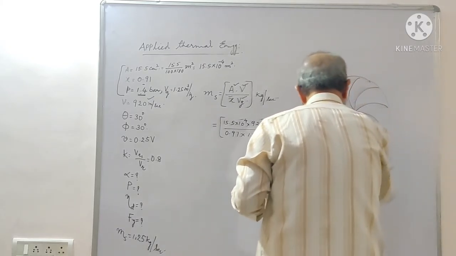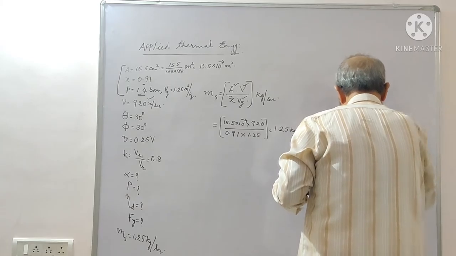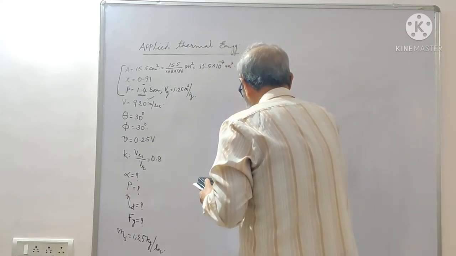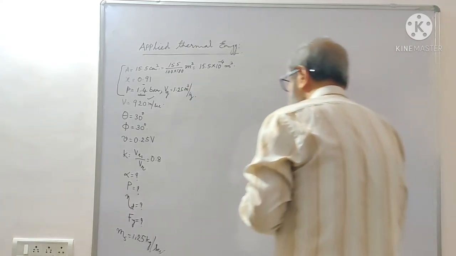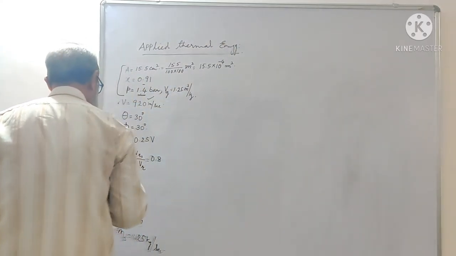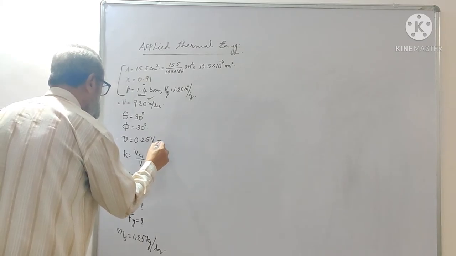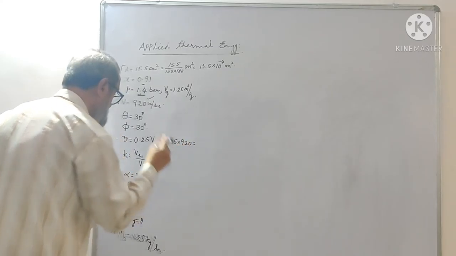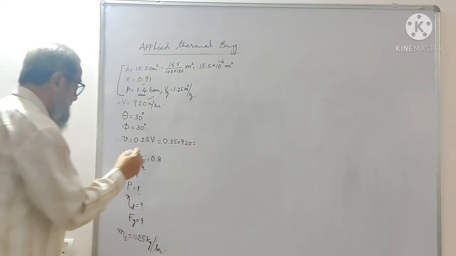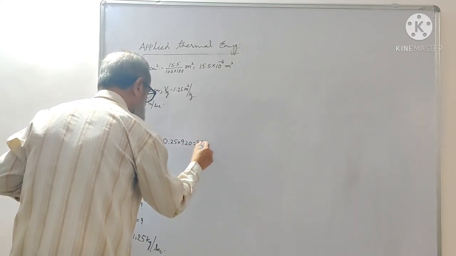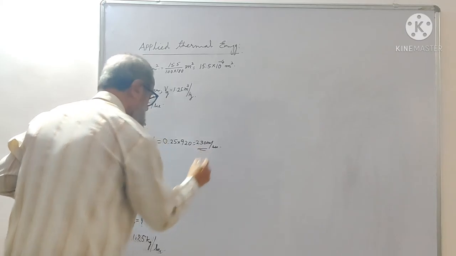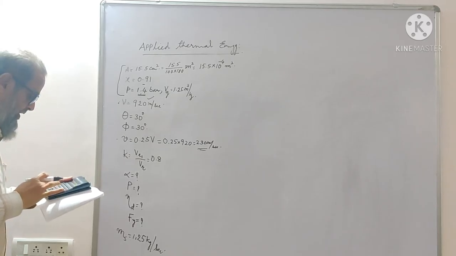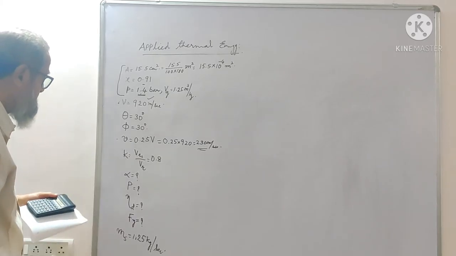We have to draw the velocity triangle. Generally, in most of the problems, V is given, this capital V is given, small b is given. Here also, it is 0.25 into 920. That means it is, I think, around 230 meters per second, 0.25 into 920, 230 meters per second, that is.